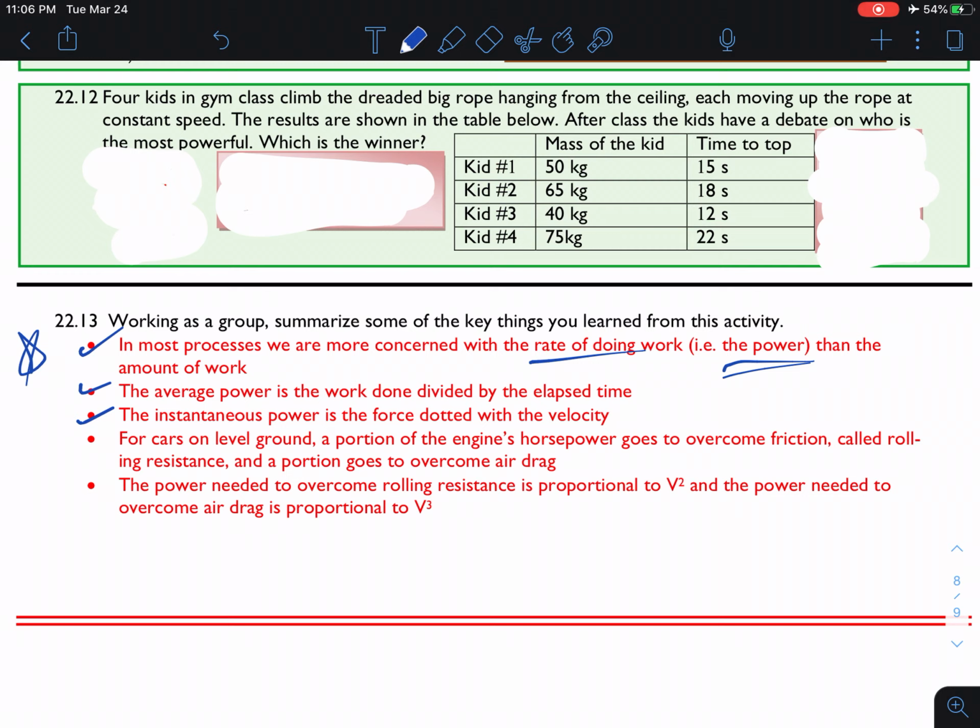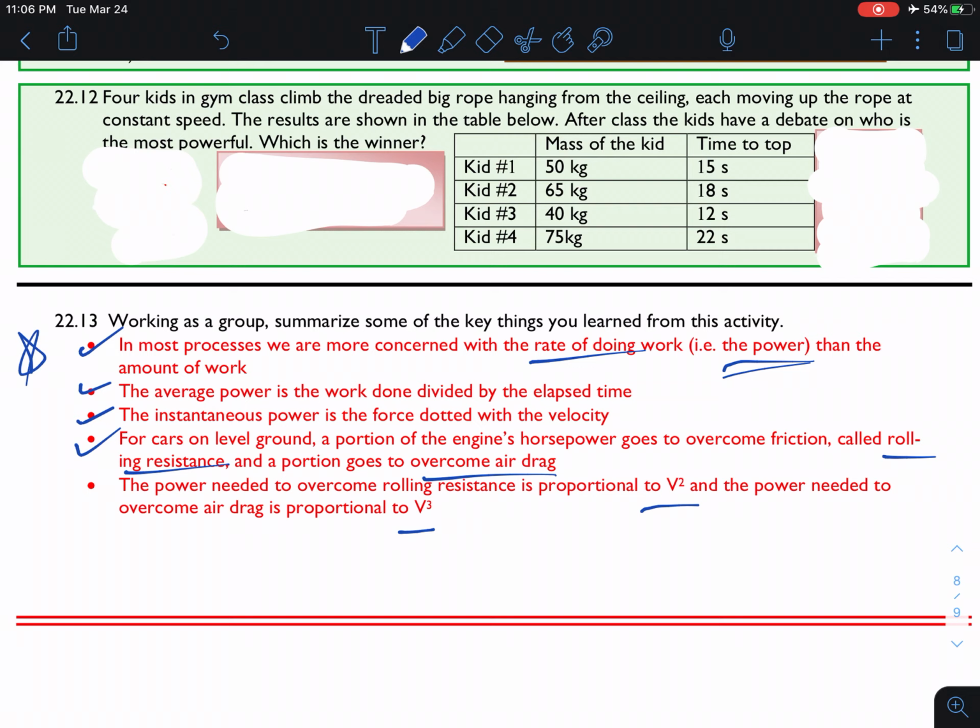For cars on level ground, a portion of the engine's horsepower goes to overcome friction. That is rolling resistance, and we are working on rolling resistance in the project assignments. And with those assignments, this is going to be much clearer. Some of them will go into drag as well, and we will do those power calculations. The power needed to overcome rolling resistance is proportional to V squared, and drag is V cubed.